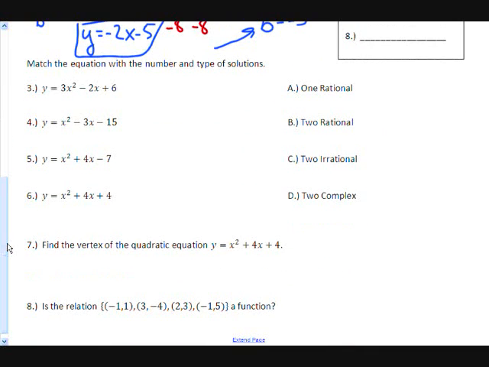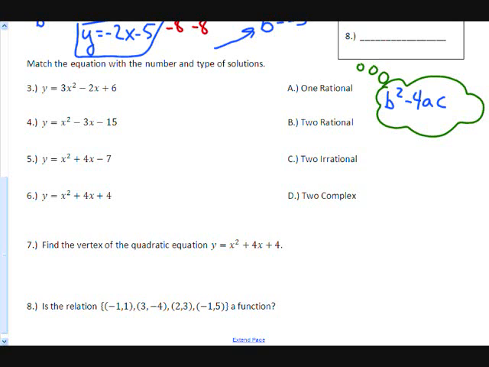For these, it says to match the equation with the number and type of solutions. And as mentioned in class, some of these may be used more than once. Others might not be used at all. But when we want to talk about the number and type of solutions, we want to use the discriminant, which, remember, is b squared minus 4ac. It's the part of our quadratic formula that's underneath the square root.